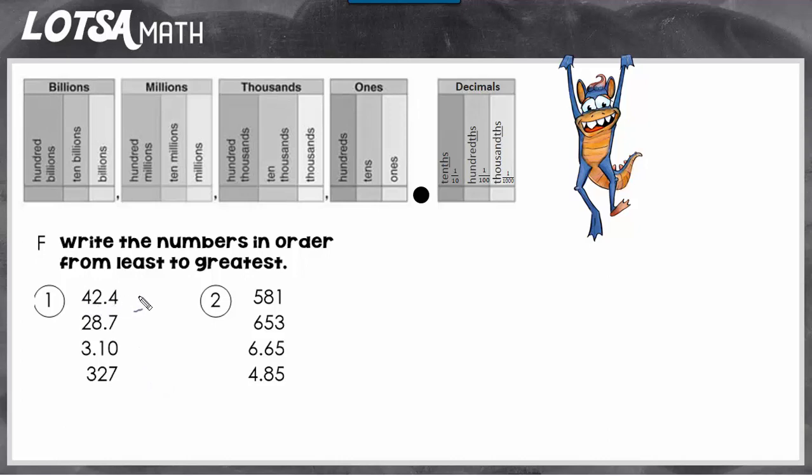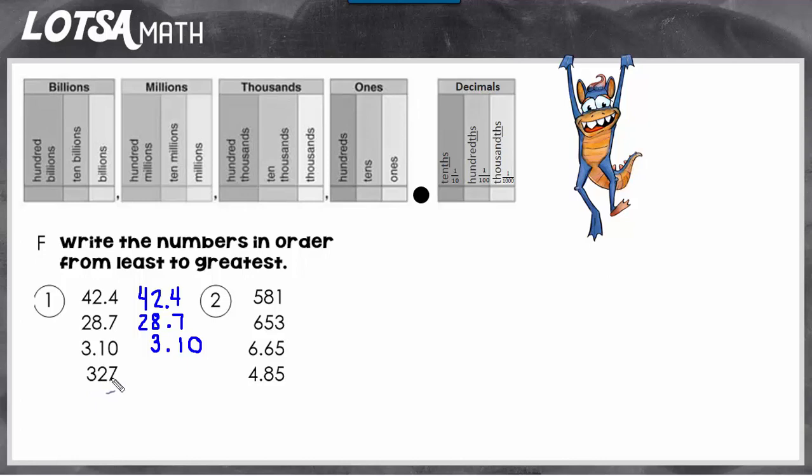So we're going to write 42 and 4/10. Okay, and now we're going to write 28 and 7/10, but we're going to make sure that the decimal is lined up still. So 28 and 7/10. Okay, now we're going to move on to 3 and 10/100, but we need to make sure again that the decimal is lined up. So the 3 is going to go here, and the 10 is going to go here. And the last number is 327.